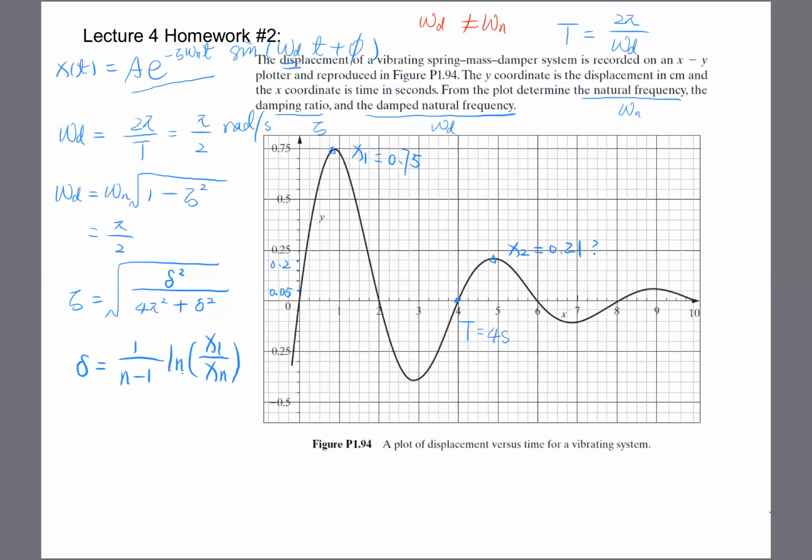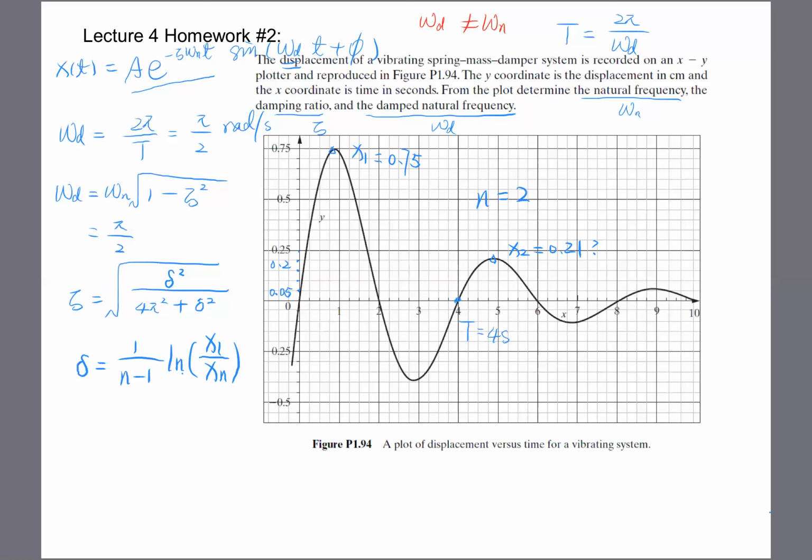So if you see a chart like this in your exam, just make a best guess. It doesn't have to be exact. Any values that make sense will be okay. So let's use 0.21. And because those are two consecutive peaks, your n equals 2.